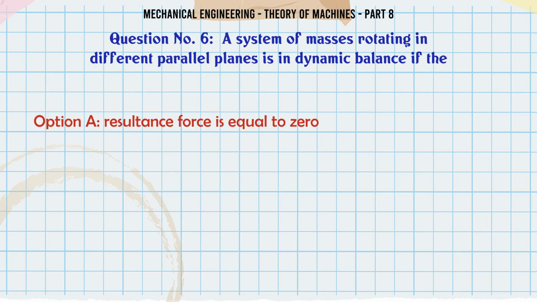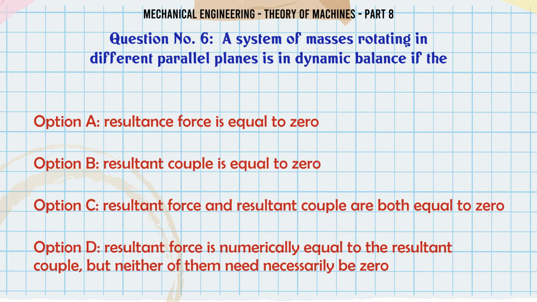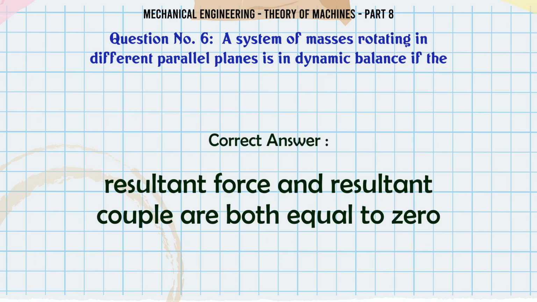A system of masses rotating in different parallel planes is in dynamic balance if the: A. Resultant force is equal to 0. B. Resultant couple is equal to 0. C. Resultant force and resultant couple are both equal to 0. D. Resultant force is numerically equal to the resultant couple but neither of them need necessarily be 0. The correct answer is resultant force and resultant couple are both equal to 0.